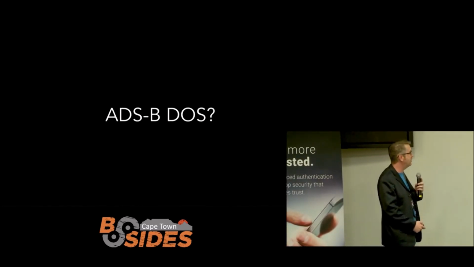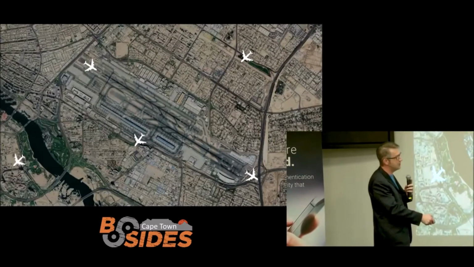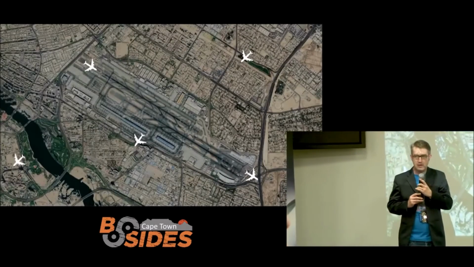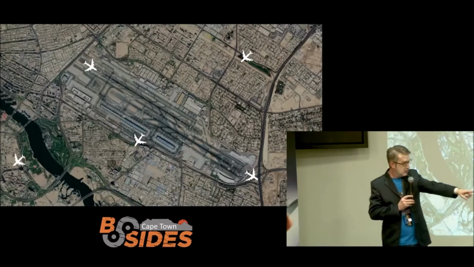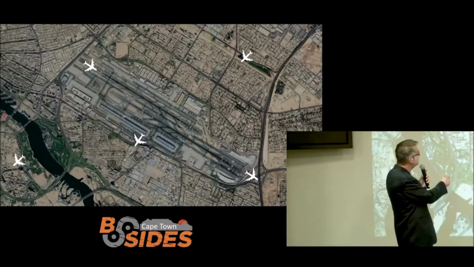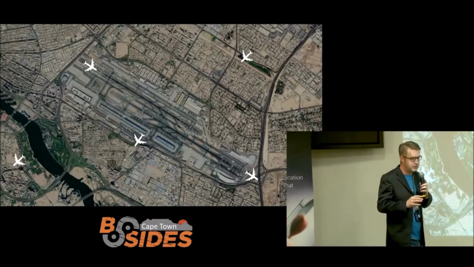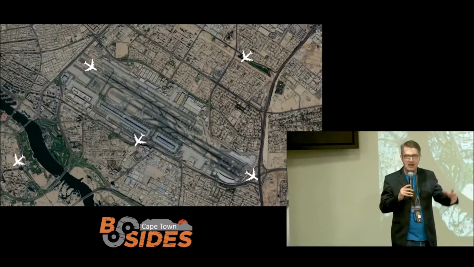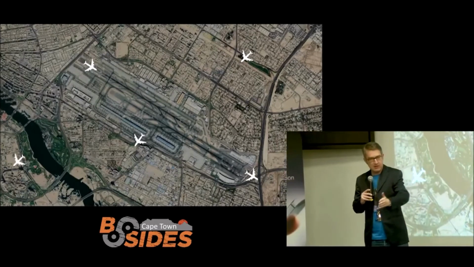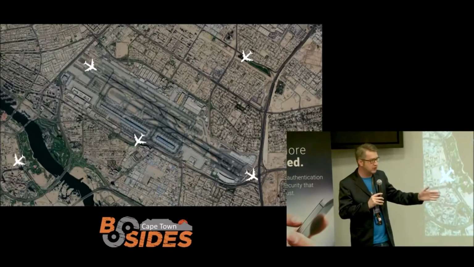So I was thinking, well, could you do an ADSB DDoS attack? So who recognizes this airport? Sorry? Cape Town? No, it's not Cape Town. It's way too big. This is Dubai International Airport. It's quite sandy here. The reason I've chosen this one is because it's one of the biggest connecting hubs, where connecting flights come through. And this causes massive, massive problems with diversions and everything else.